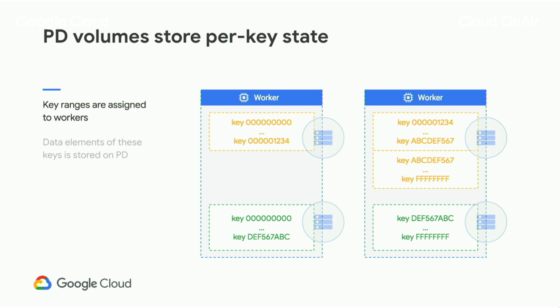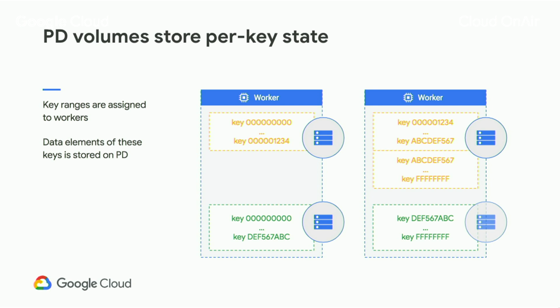We're going to store the keys and the data elements, the records associated with these keys, on persistent disk. This is how we currently do streaming shuffle. All of the information, very similar to the current implementation of batch shuffle before the shuffle service, we are using persistent disk volumes in both cases.